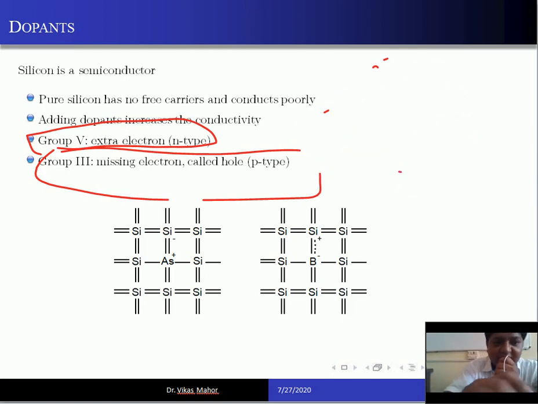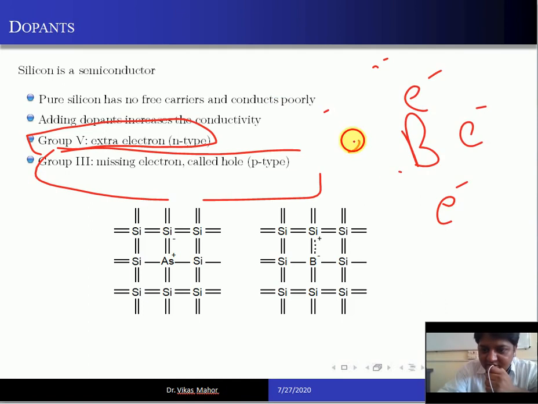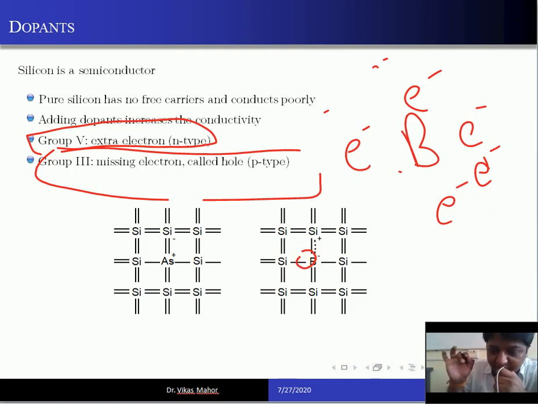I'll repeat it again. So let us take boron. Boron has how much valency? Boron has 3 valency, so that means it has 3 electrons in its outermost orbit. So this is the boron. What you have done is mixed the boron with the silicon lattice. So this boron has made covalent bonds. How many covalent bonds will it make? It will make 4 covalent bonds. Why only 4? Because silicon has 4 valency. So 4 covalent bonds are made. 1 electron will be free.